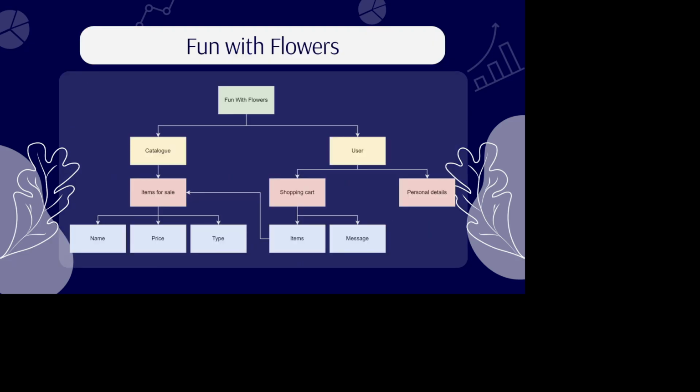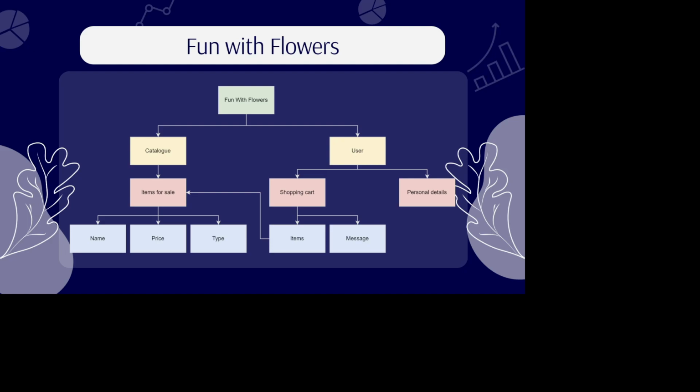Oh, there it is just there. So I broke it primarily down to catalog and user. So I've gone, the catalog has the items for sale, and an item is made up of the name, the price, and the type on the left-hand side. Then the user side, this is obviously where I put the shopping cart, the items, and the message. So you guys were pretty much on board with what I was thinking with the shopping cart. And for the user, there's their personal details.